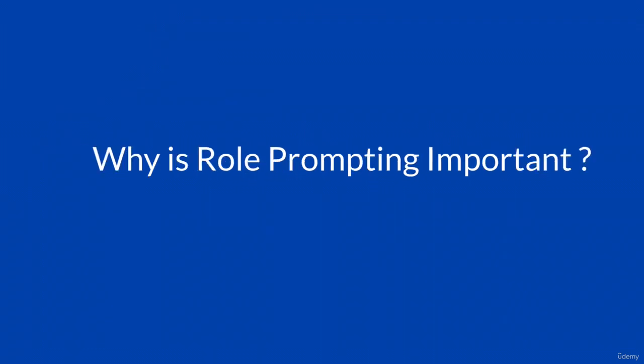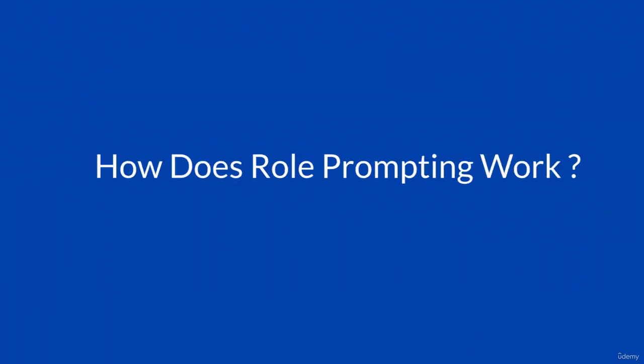Role prompting is important because it allows you to tailor the AI language model's responses to specific contexts and situations. For example, if you are using GPT to generate responses for a customer service chatbot, you might want to use different prompts and roles for different types of customer inquiries, such as billing questions, product support, or account management. So how does role prompting actually work? The basic idea is to include information in the prompt that specifies the desired role or persona for the AI language model to adopt.